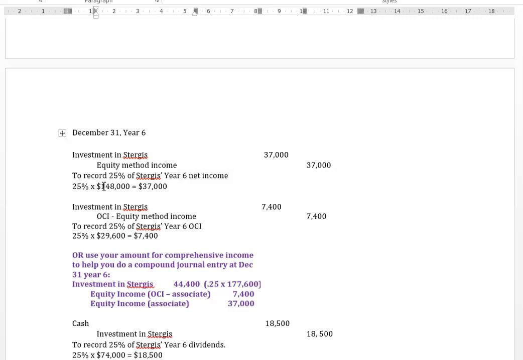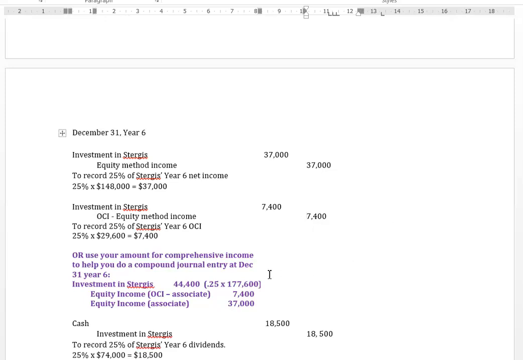Don't forget, this $148,000 is your income before discontinued operations, or in this case your net income, right? So that's $37,000, but I also have to take my 25% share of any OCI that Sturgis booked. In this case, the OCI is a credit or a gain, right? So I'm going to book my share of it. So I'm going to debit the investment and I'm going to credit the OCI because it's a gain, right? My OCI went up, and OCI is a credit when it goes up. So I'm going to credit it for my pro rata share, which is $7,400.